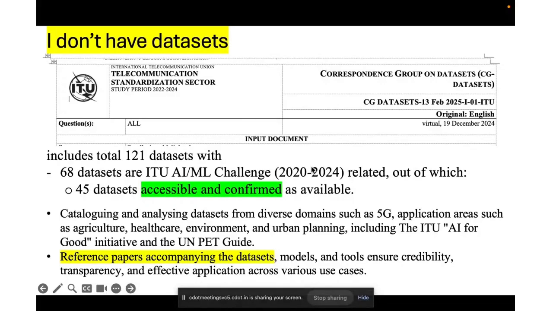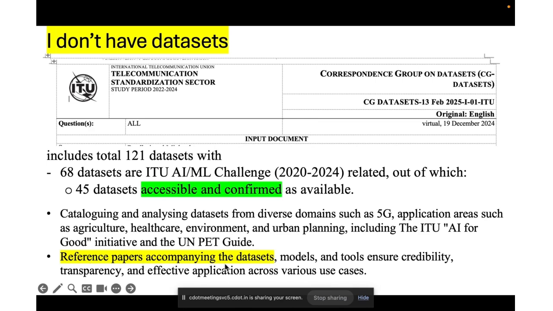ITU has published data sets. A whole bunch of data sets are published. I think I discussed this last time also, but there are about 45 data sets which are accessible and confirmed. This is in the form of a correspondence group on data sets. You can freely access this by creating an access account, which is free of cost as well. And you can utilize a whole bunch of data sets, which includes agriculture, healthcare, environment, urban planning, and so on.